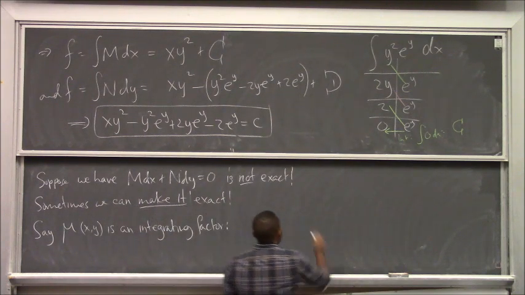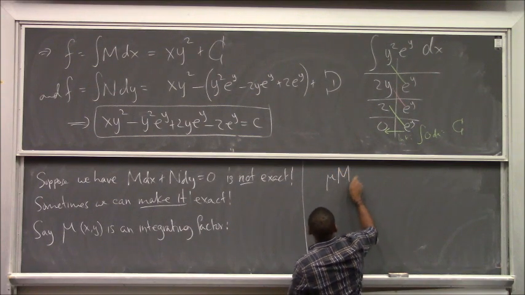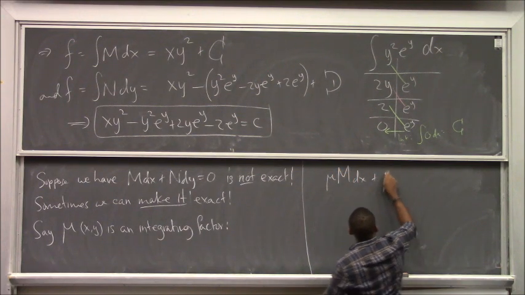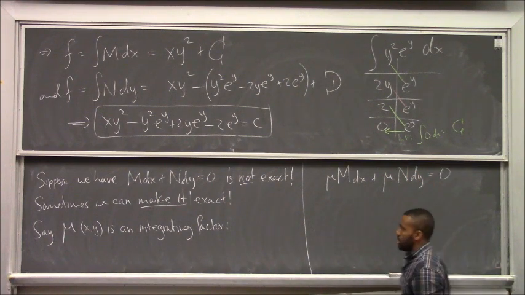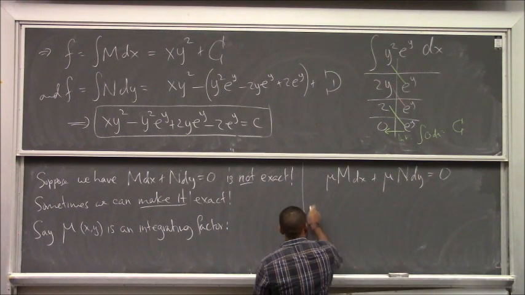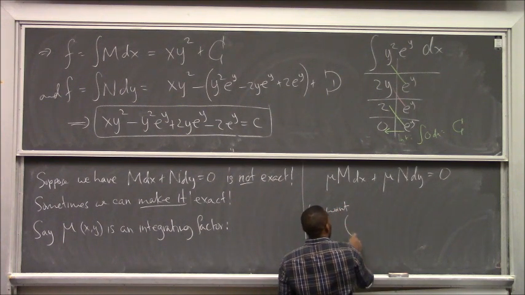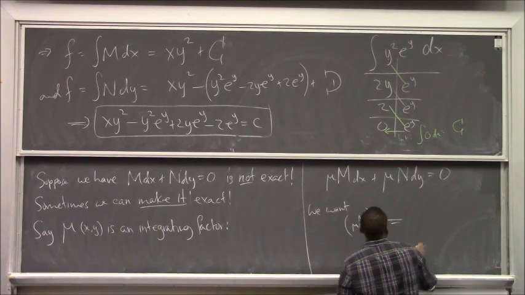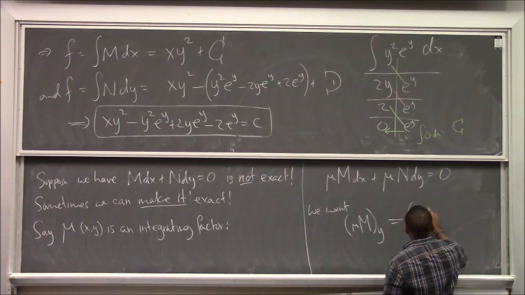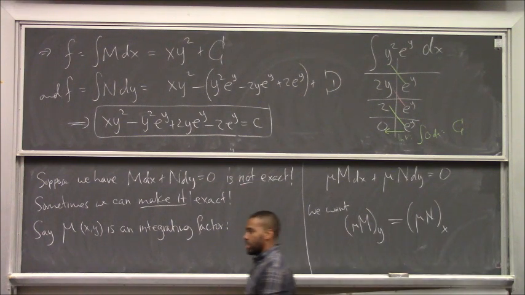What you can then do is multiply through. So mu times M dx plus mu times N dy equals 0. And what do we want? Well, we want the partial of mu M with respect to y to equal the partial of mu N with respect to x. Now, how do I actually force that to happen?